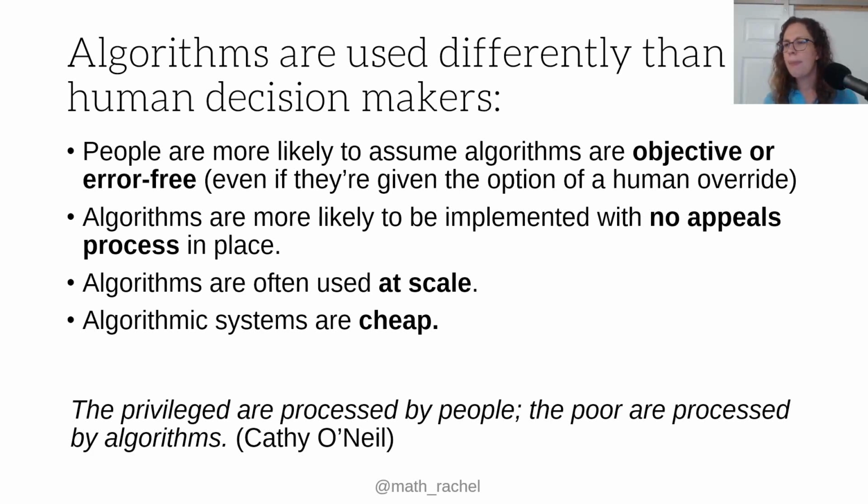Yes? I just wanted to say somebody really liked the Cathy O'Neil quote, the privileged are processed by people, the poor are processed by algorithms. And they're looking forward to reading more from Cathy O'Neil. Is that a book that you recommend? Yes, yeah. Cathy O'Neil is a fellow math PhD, and she has also written a number of good articles. And the book goes through a number of case studies of how algorithms are being used in different places.